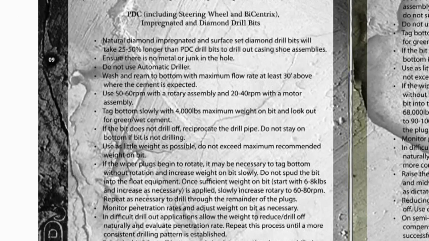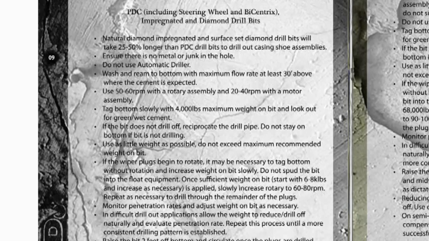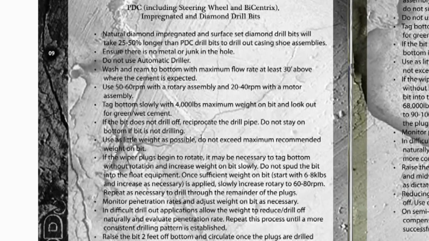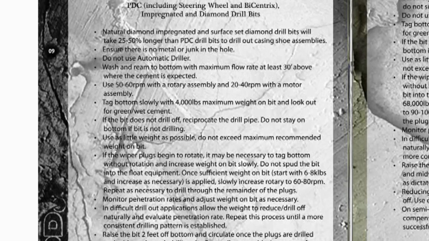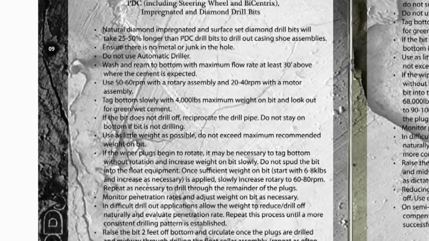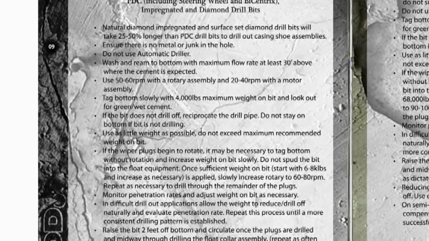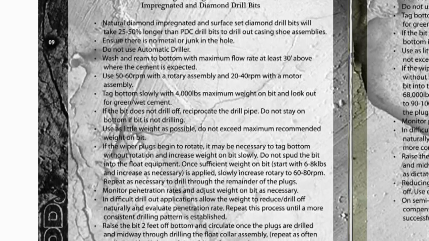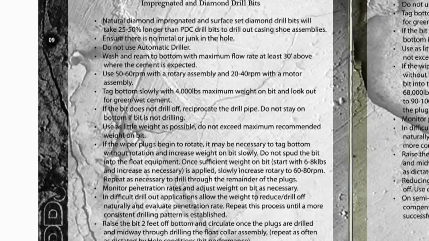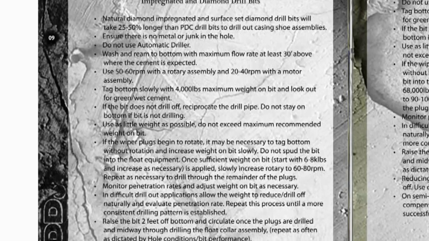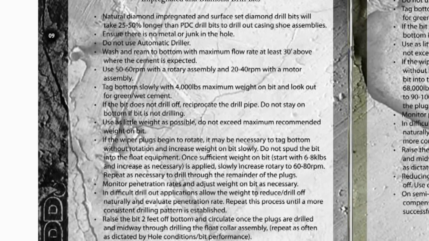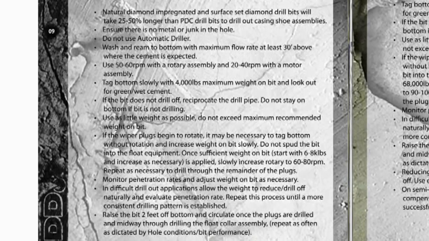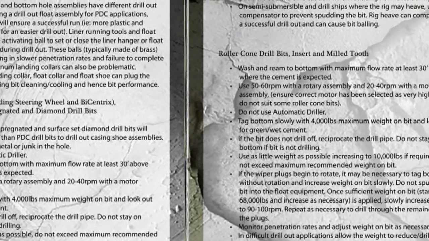Monitor penetration rates and adjust weight on bit as necessary. In difficult drill-out applications, allow the weight to reduce or drill off naturally and evaluate penetration rate. Repeat this process until a more consistent drilling pattern is established. Raise the bit 2 feet off bottom and circulate once the plugs are drilled and midway through drilling the float collar assembly. Repeat as often as dictated by hole conditions or bit performance.